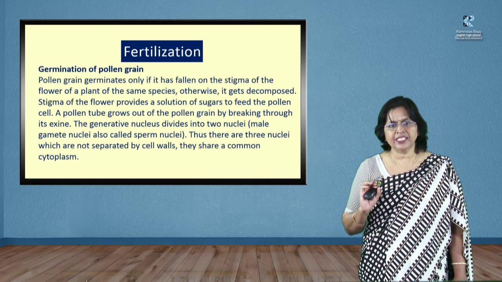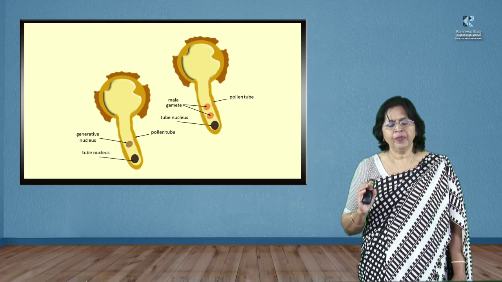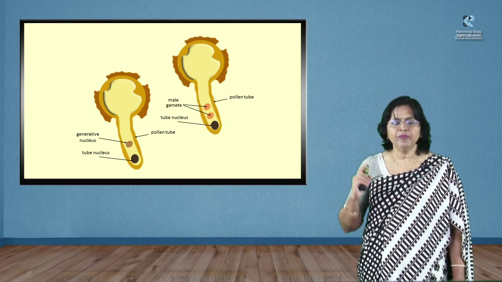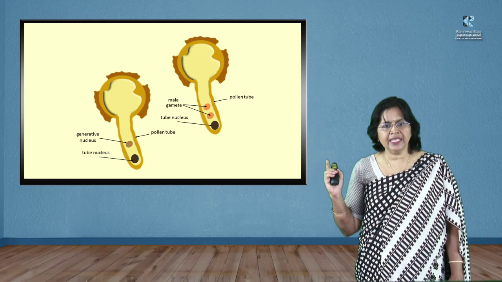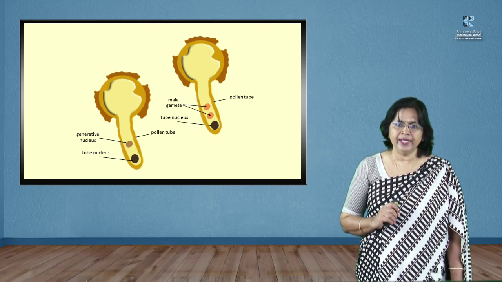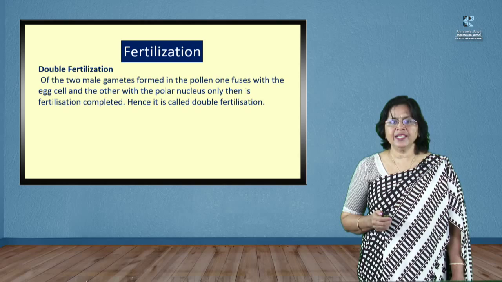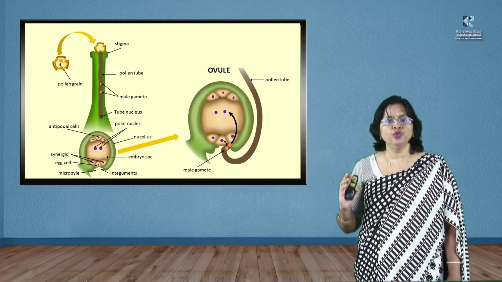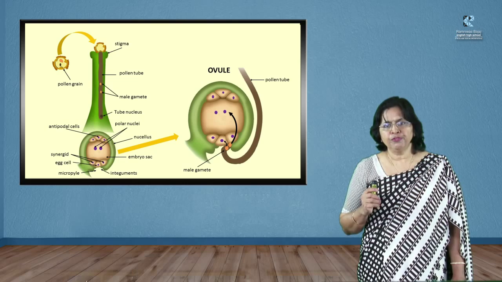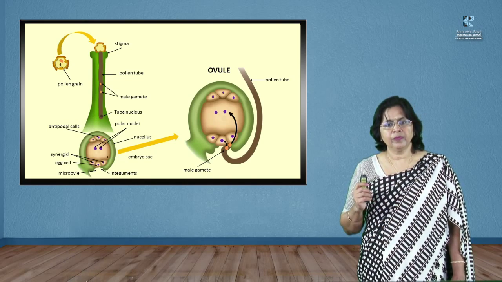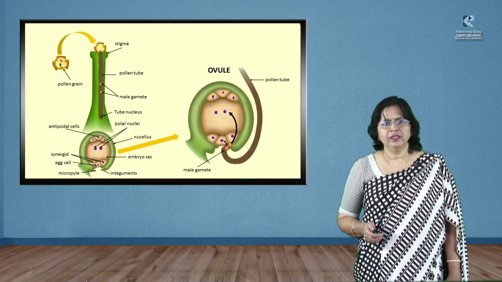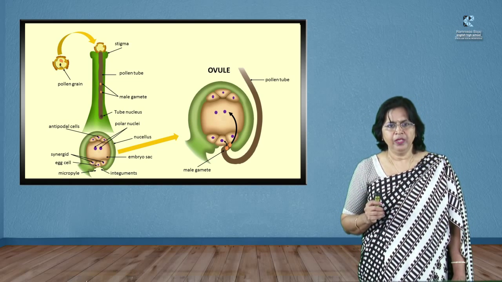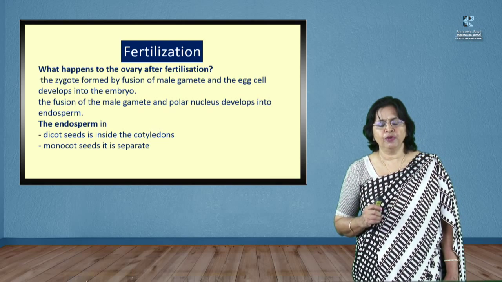The tube nucleus has completed its function, so it degenerates, and the 2 male gametes push their way between the synergids. The first one fuses with the egg cell and the second one fuses with the polar nuclei in the center. The fertilization in the flower is called double fertilization because the 2 male gametes fuse with two different nuclei in the ovule. The one with the egg cell forms the embryo, and the one fertilizing the polar nuclei forms the endosperm.